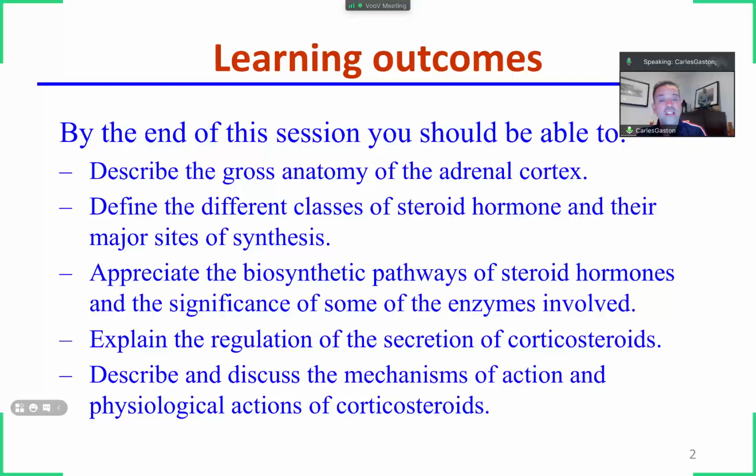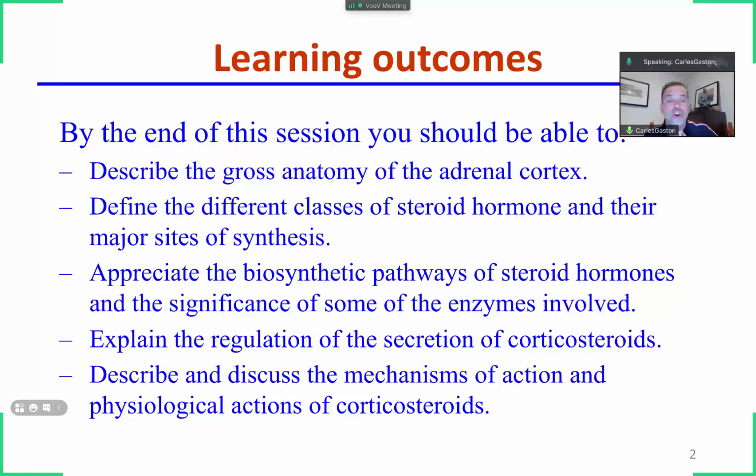Appreciate the biosynthesis pathways of steroid hormones and the significance of some of the enzymes. Now, this part is biochemically quite complicated, so you don't need to know everything. It's just to understand a little bit, because as we will see when we touch the disease side after the next lectures, that will be important. So just to have a little bit of understanding of the biosynthesis pathway.